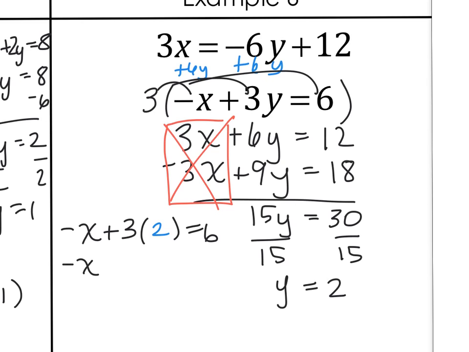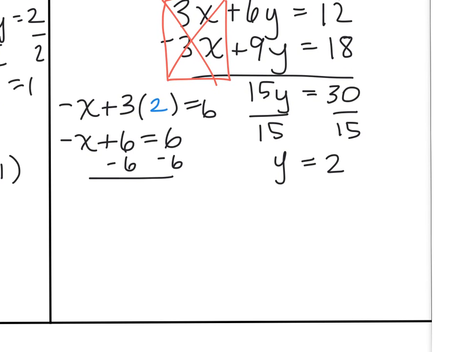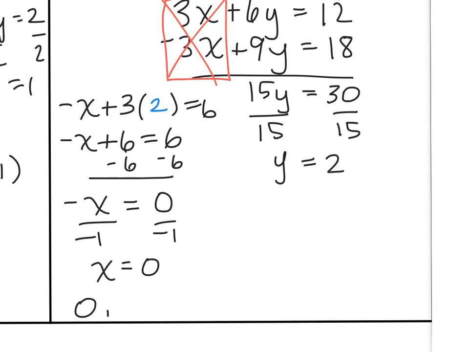Negative x plus 6 equals 6. Subtract 6 from both sides. Scroll up a little bit here. Negative x equals 0. Divide by negative 1 if you want. We can see that x equals 0. So our ordered pair is (0, 2). And if you get an answer like that, you think, I'm not really sure if that's right. This is a really good one that you should definitely check if you feel unsure.